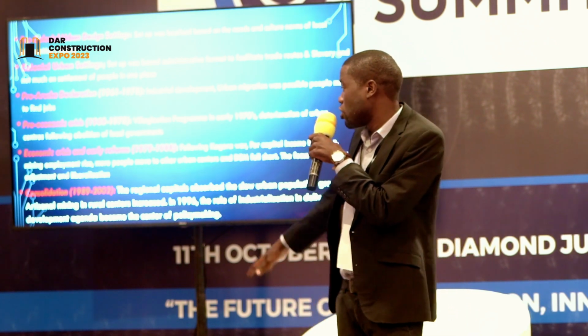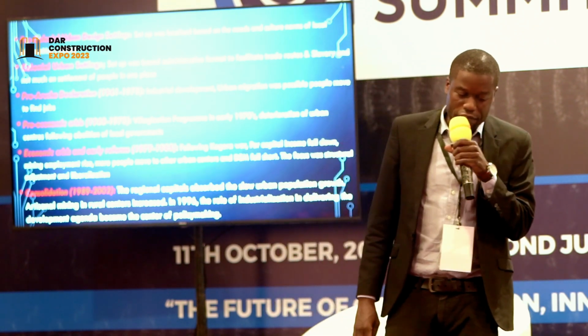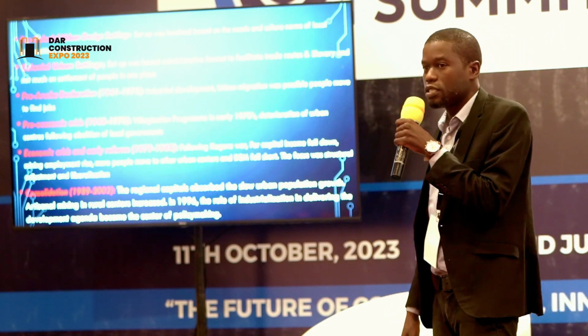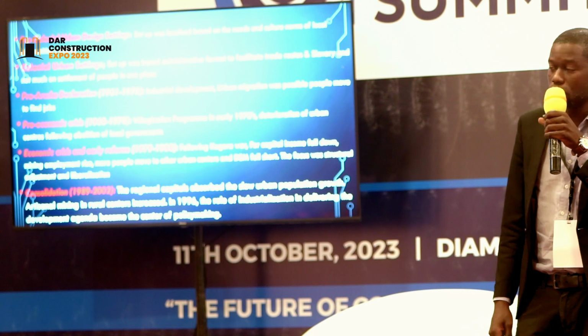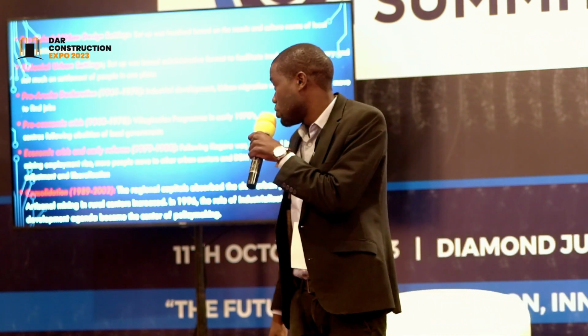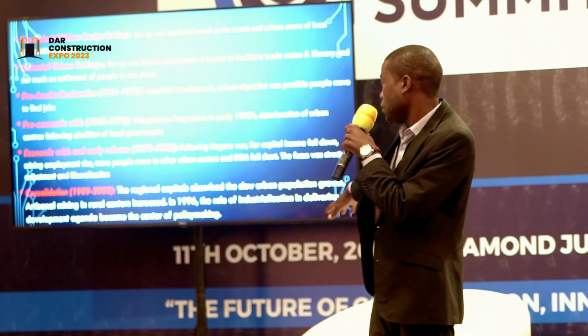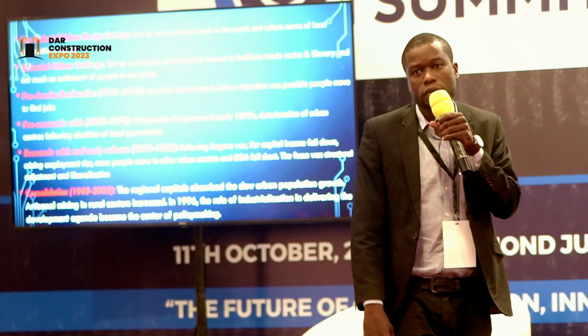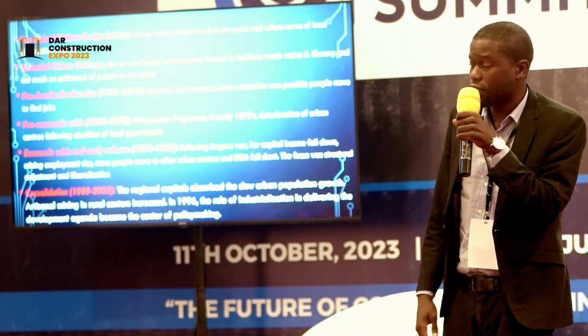Then from there, we have the economic crisis and early reform. After the Kagera War in 1978, the country was in so much debt, the country was actually out of money. So there was a move for people to move to urban centers, particularly Dar es Salaam, to look for better jobs, because people didn't have any money by then.